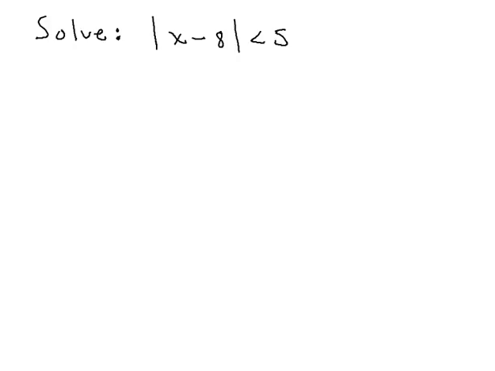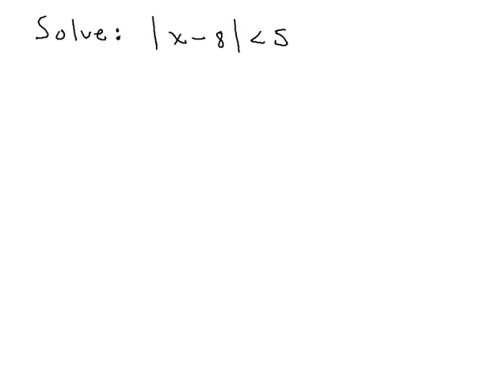And as you just learned in this module, when you have an absolute value that's less than a positive number, it needs to be rewritten as two inequalities joined by the word and. But those inequalities cannot contain any absolute value signs.